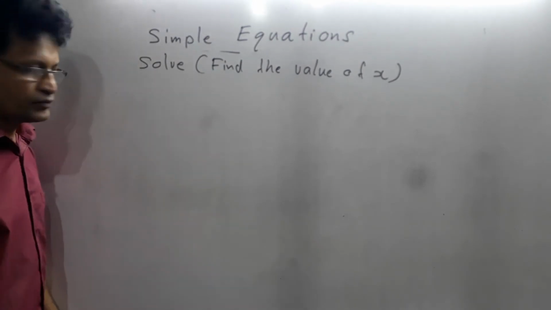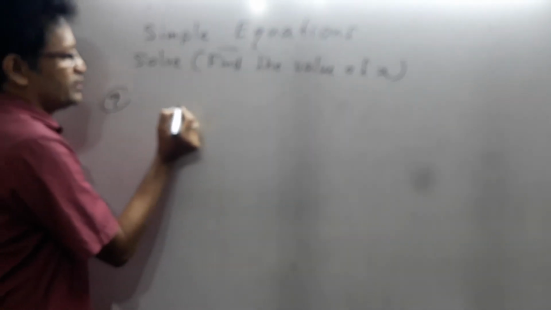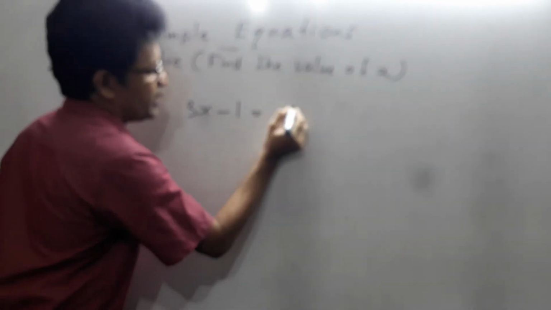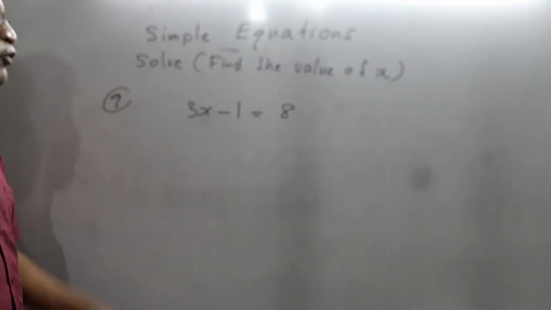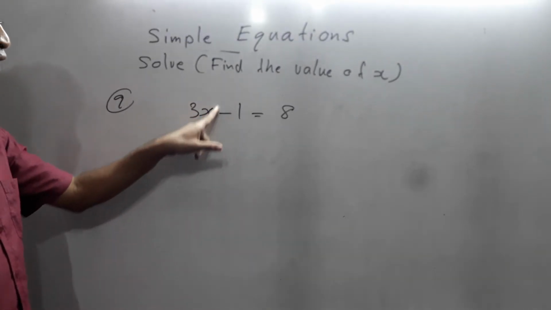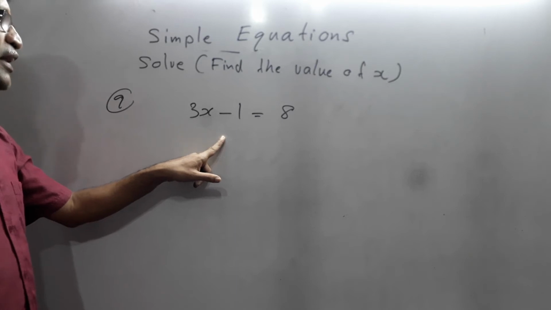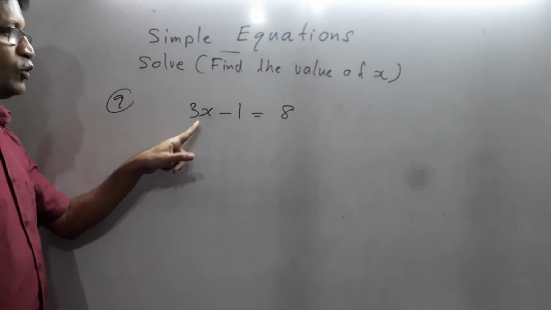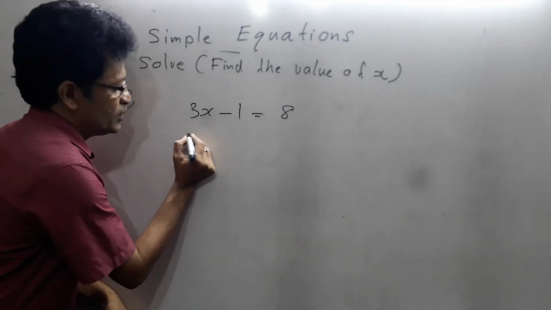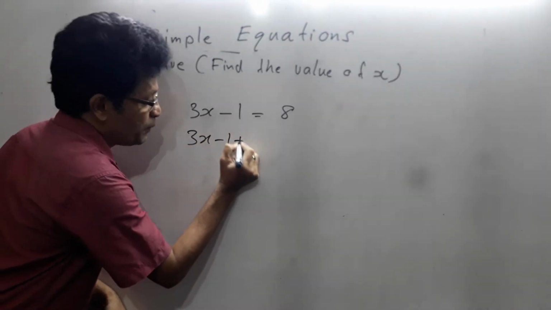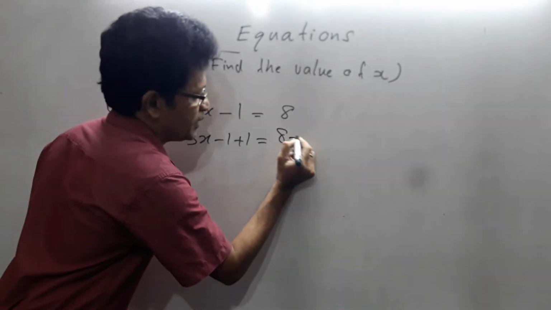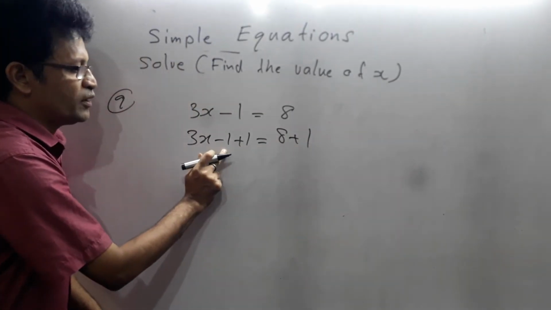Now we do this question. Question number 9. Clear? Say that 3x minus 1 equals 8. Now we have to find the value of x. How are we going to find the value of x? Here first of all we have to get rid of this minus 1. Second we can think about the 3. So to cancel minus 1, I have to add 1 this side. So 3x minus 1 plus 1. Then the other side also I have to add another 1. Then 8 plus 1.